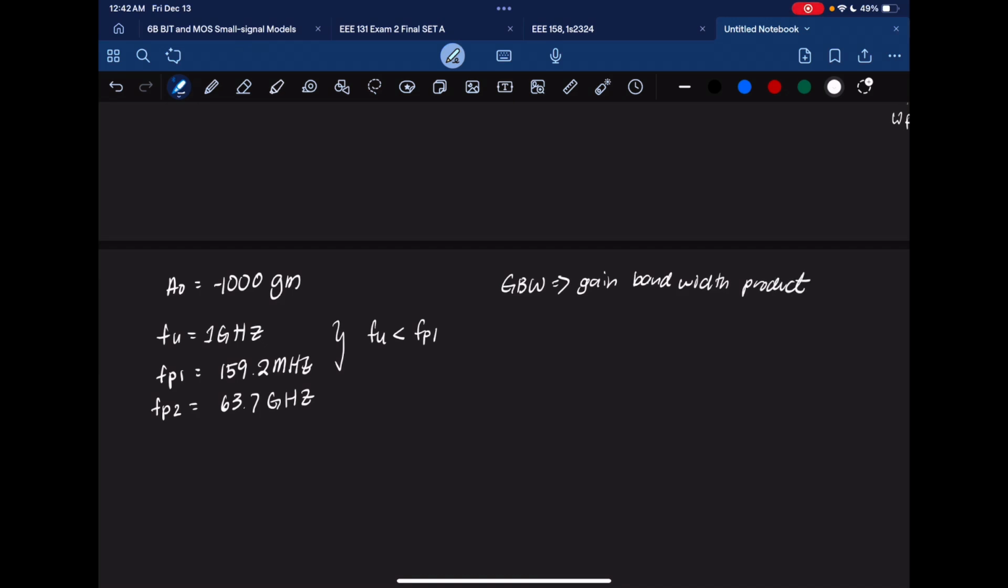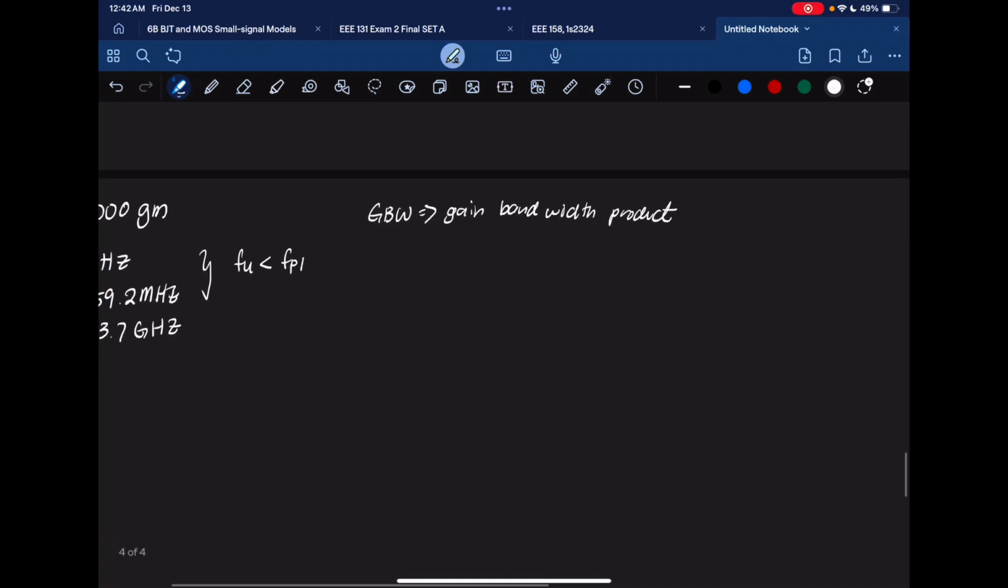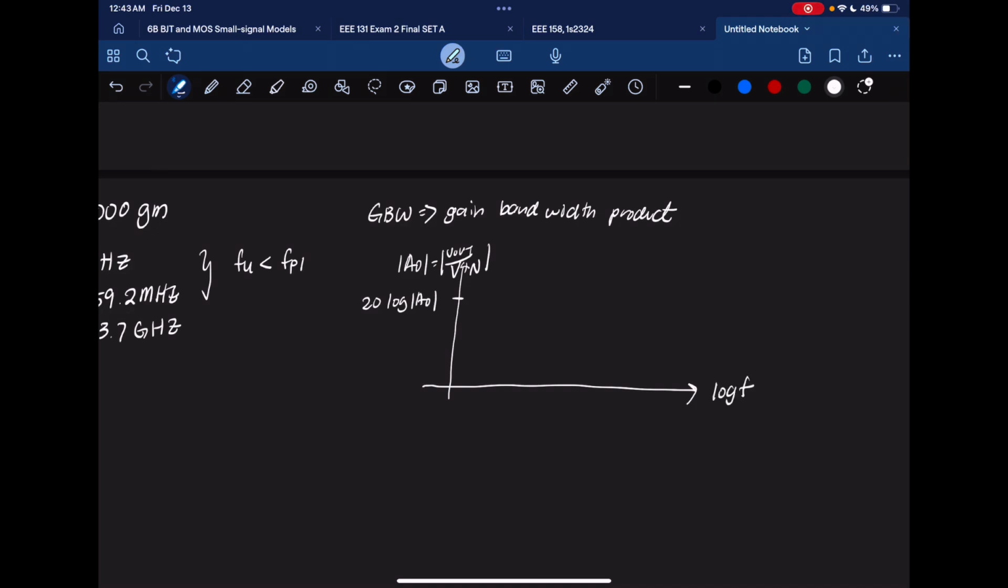Now we're going to do the magnitude graph. So AO, which is V out over V in, as mentioned earlier. On this side, usually the y-axis is 20 log AO. You have to remember this. And then this one is log F. So here, 0 decibel. This side, the y-axis is in decibel.